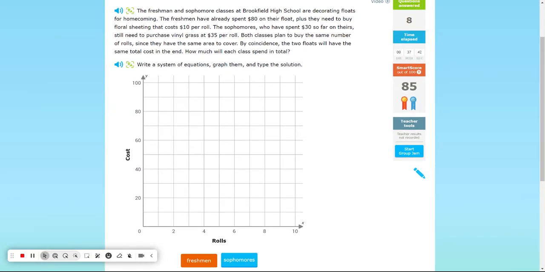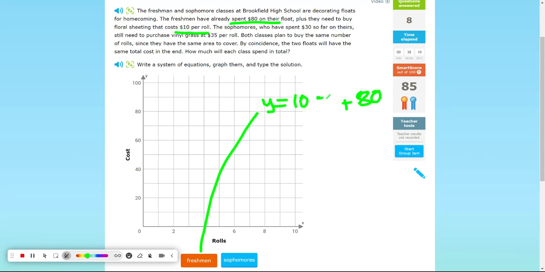We got 85 points. Okay. So the next one over here, let's do freshman. The equation should be, let's see over here. Freshmen spend $80 on the float. So $80 should be a set number in the back. And they buy the floral sheeting that costs $10 per roll. All right, so it should be 10x.